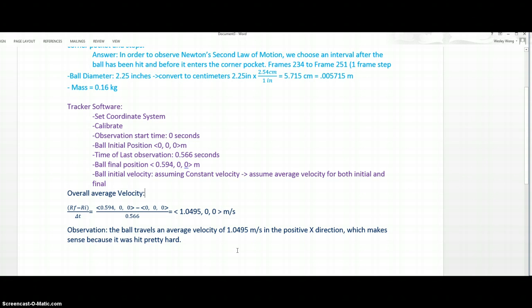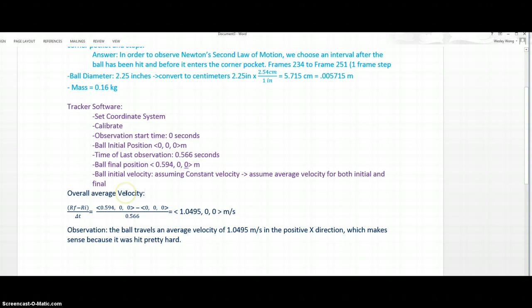After running the program, I made a list of the important data points for the analysis, including noting that the mass of the ball was 0.16 kilograms, and the diameter after being converted to centimeters and meters was 0.005715 meters. The observation start time was at 0 seconds. The initial position was at 0.000 meters. The last observation of time was at 0.566 seconds. The final position was 0.59400 meters.